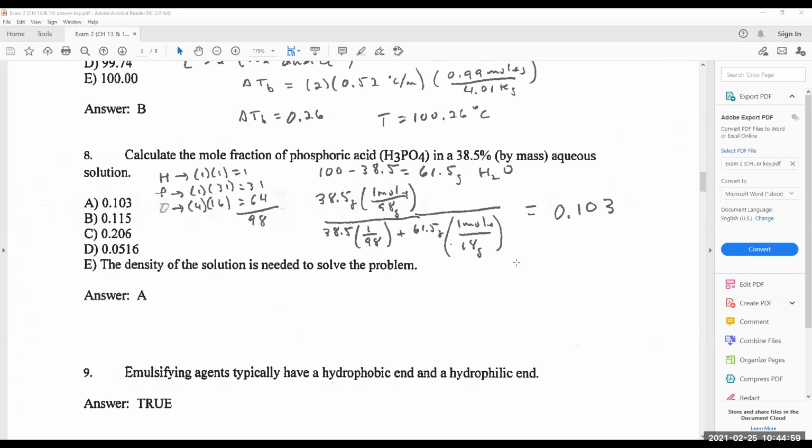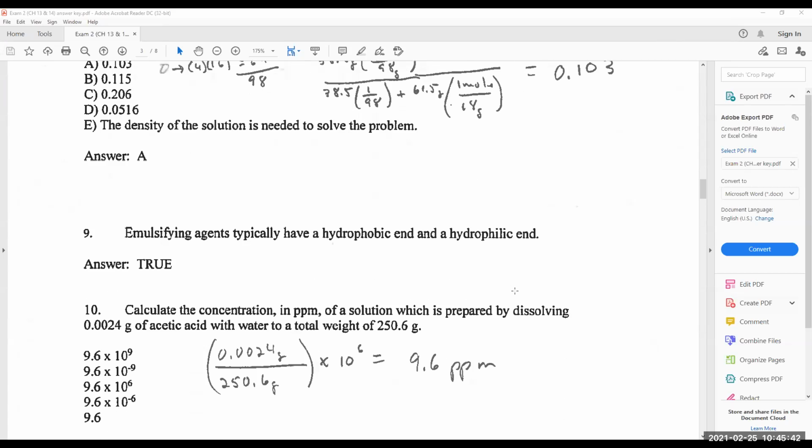The next one, emulsifying agents typically have a hydrophobic and a hydrophilic end. So remember, hydrophobic means it doesn't like water, hydrophilic means it likes water. And when we talked about emulsifying agents, we said one of the things they were good for is to take, in a solution, polar and non-polar molecules, which normally don't want to mix, and serve as kind of a bridge between them. So emulsifying agents usually have a polar end and a non-polar end. And so thus they have a hydrophobic end and a hydrophilic end. So that one was true.